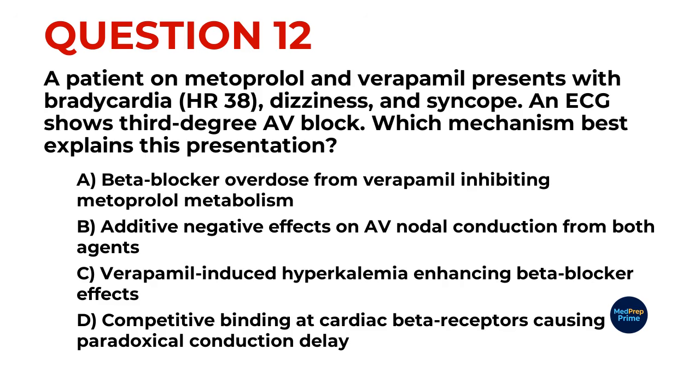A patient on metoprolol and verapamil presents with bradycardia, HR 38, dizziness, and syncope. An ECG shows third-degree AV block. Which mechanism best explains this presentation? Option A, beta blocker overdose from verapamil, inhibiting metoprolol metabolism. Option B, additive negative effects on AV nodal conduction from both agents. Option C, verapamil-induced hyperkalemia, enhancing beta blocker effects. Option D, competitive binding at cardiac beta receptors causing paradoxical conduction delay.